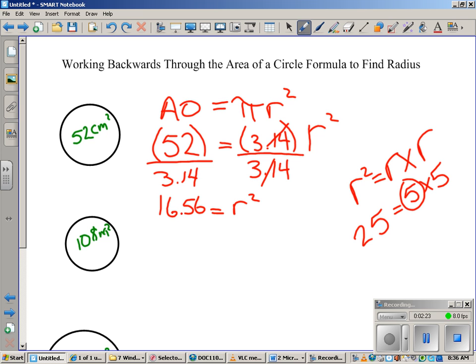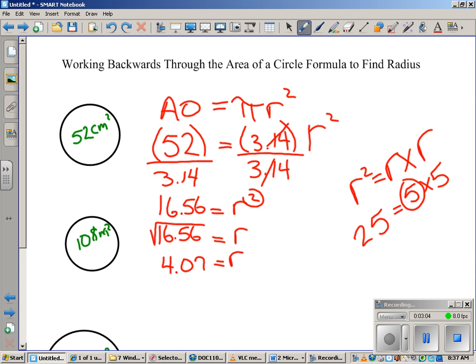But in almost every case in our math work, it won't be that simple. It won't be 25 or 16 or 36 or 49 where you can tell what two numbers. So now we have to use something called a square root button. We use the square root button to get rid of that squared symbol. So to show all your steps, you write it as the square root of 16.56 is equal to r. Many of you have the button on your calculator, you just have to figure out where it is. And the square root of 16.56 is 4.07, and that is r.